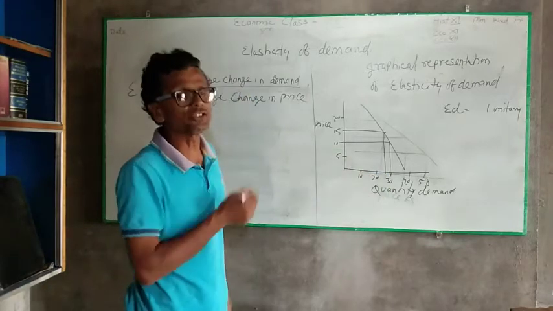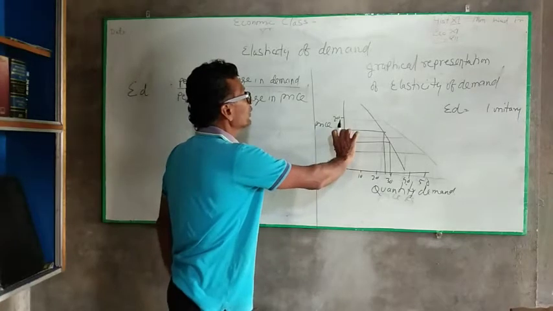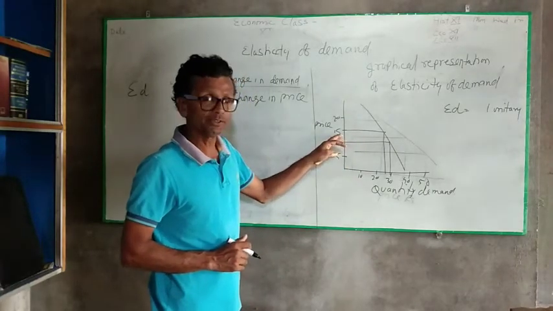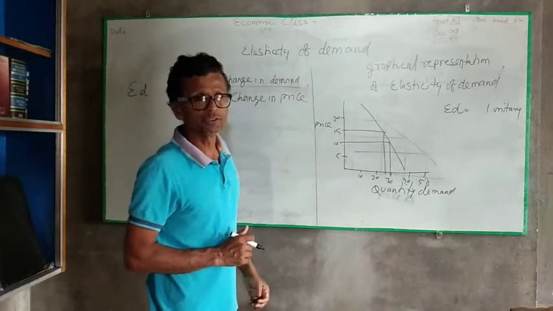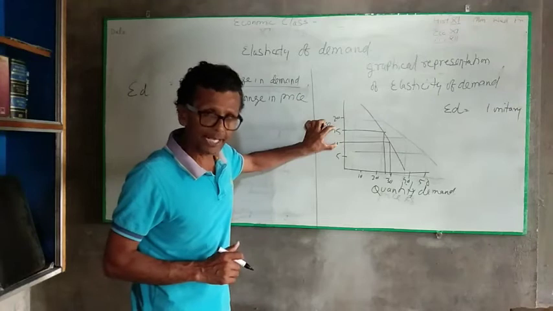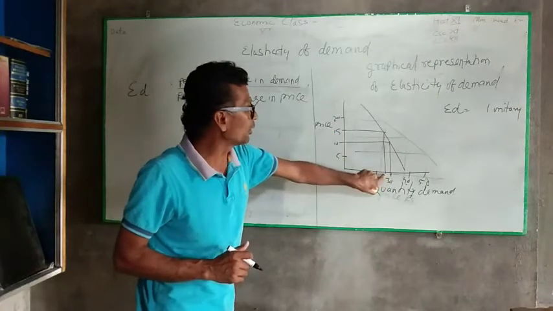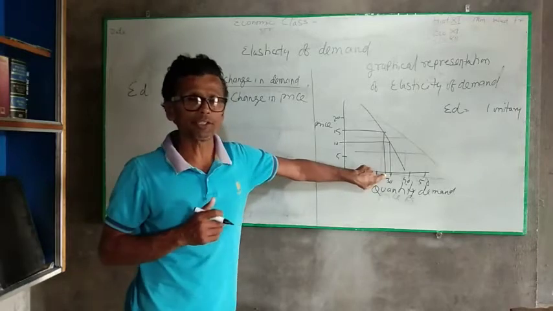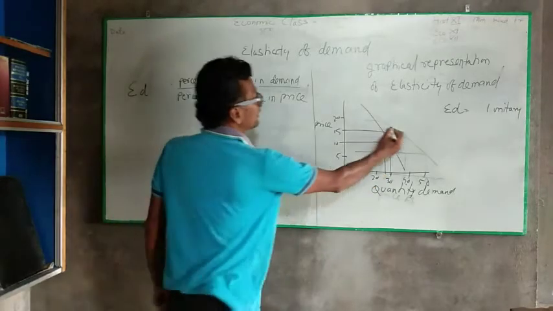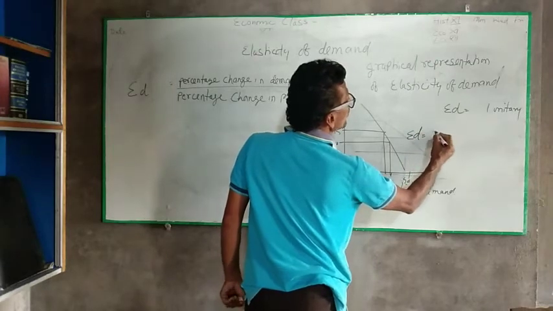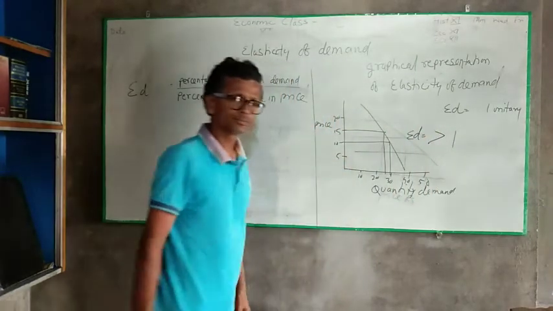The percentage change here is 10 to 15. It means there is a 50% increase in the price, resulting in only 10 or 20% decrease in the quantity, means this elasticity is more than 1. Elasticity of demand equals to more than 1.